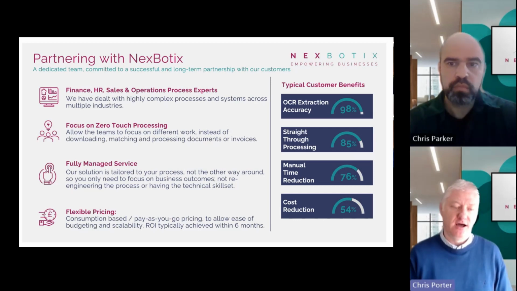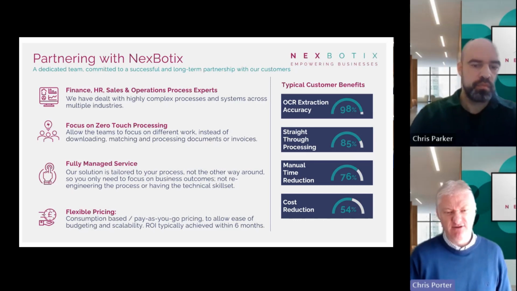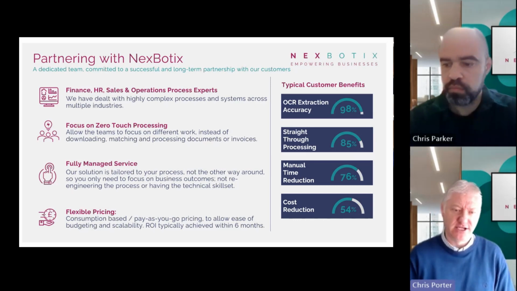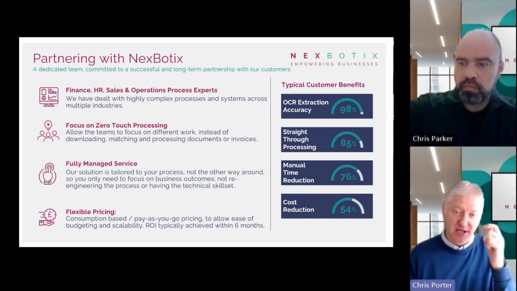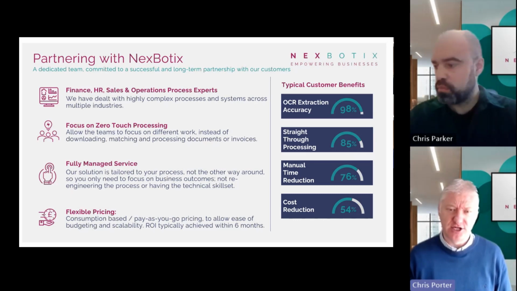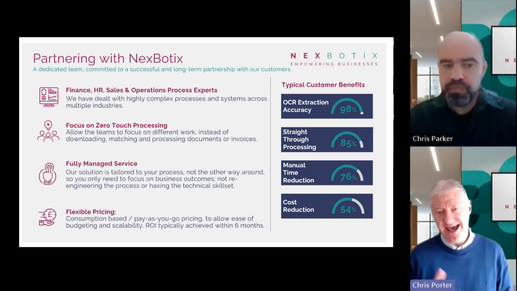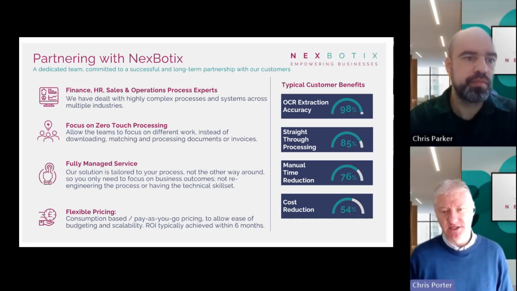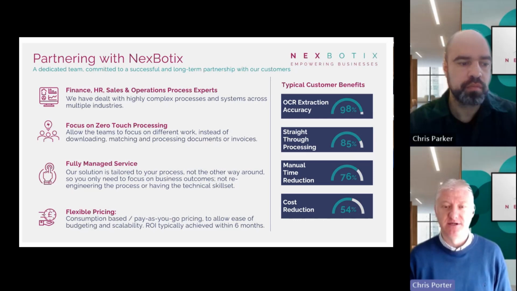And as I just mentioned, the pricing is very flexible from a consumption-based perspective, all pay as you go, and we see around about 6 months as a typical return on investment. And on the right there, just a couple of general stats that we see across all customers actually. People talk about OCR and data extraction issues. Well, OCR has moved on massively in the last couple of years. Having the AI assisted component to that means that we see well over 98%. Typically, it's probably more over 99%, but it's very high.